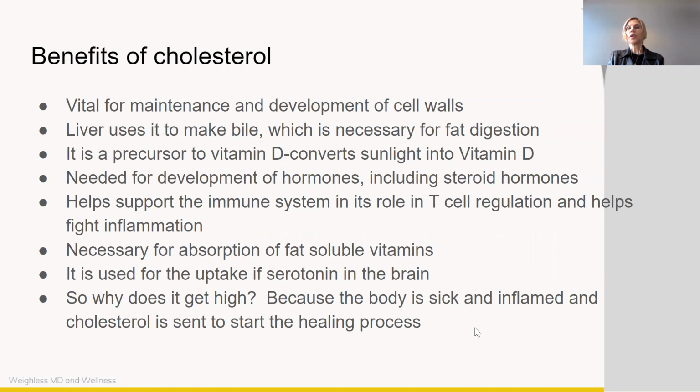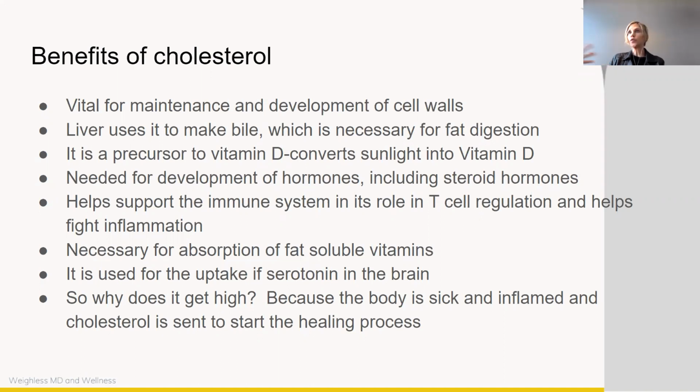So let's talk about cholesterol a little bit more and the benefits. It is vital for the maintenance and development of our cell walls. The liver uses it to make bile, which is necessary for fat digestion. Like I said before, it's a precursor to vitamin D, so it converts sunlight into vitamin D. If we didn't have it, we wouldn't be able to make our own vitamin D. It's needed for the development of hormones, including the steroid hormones. It helps support the immune system, and its role in T cell regulation helps fight inflammation.